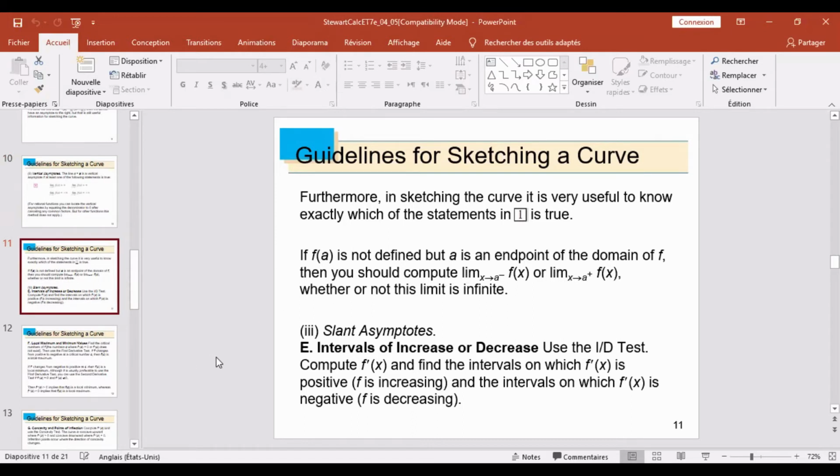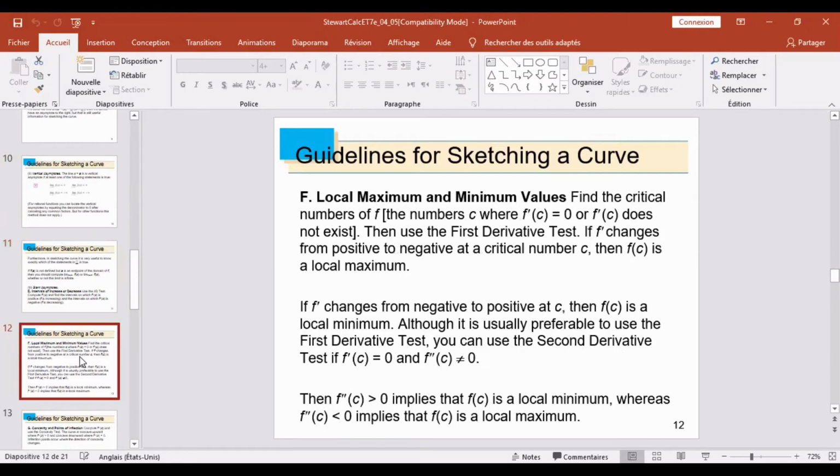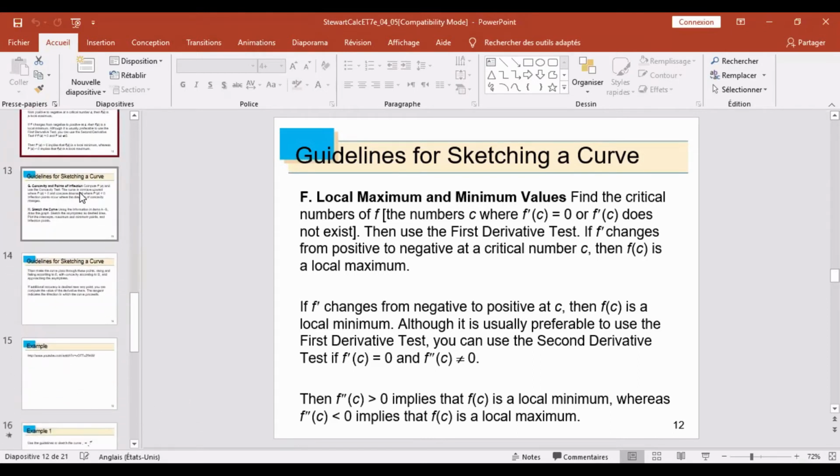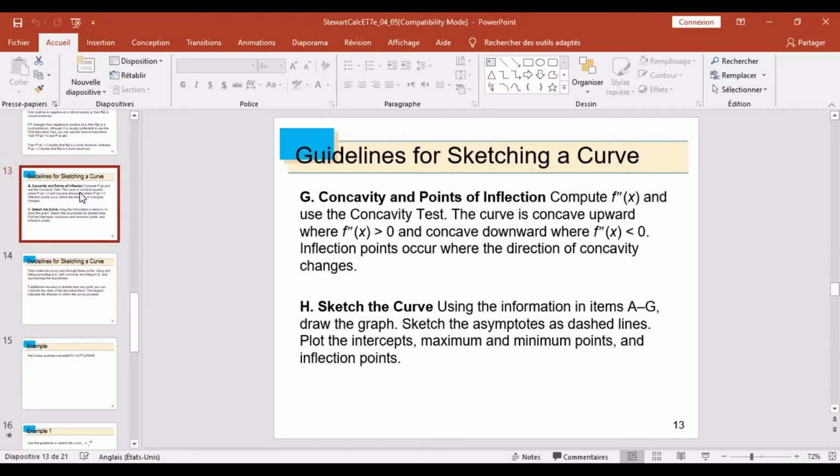Another thing is to have an idea about the monotony. That means in which interval the function is increasing or decreasing, if we have a local maximum or minimum, and where the sign of the derivative changes. We can use all these items in order to draw your function.